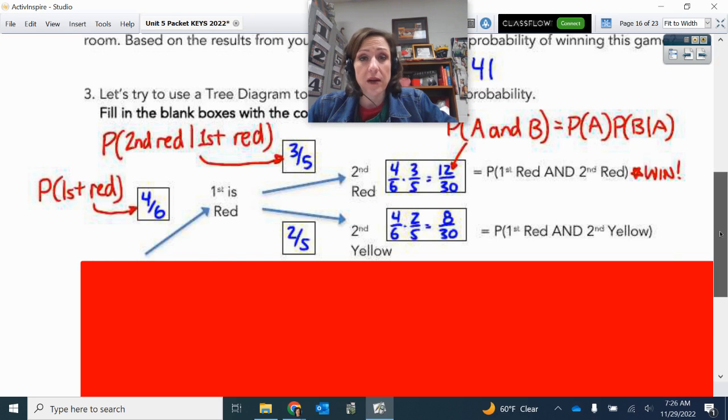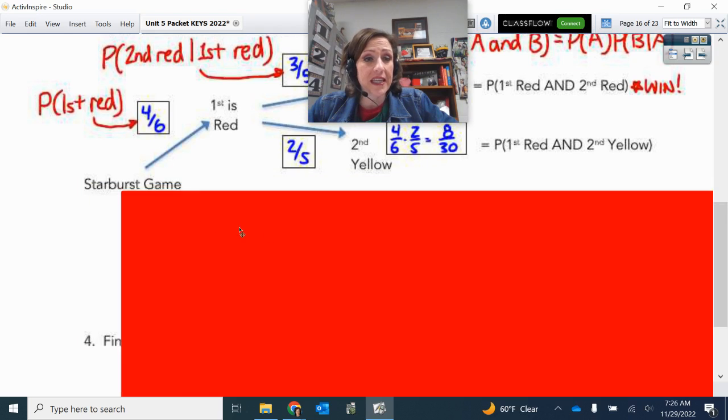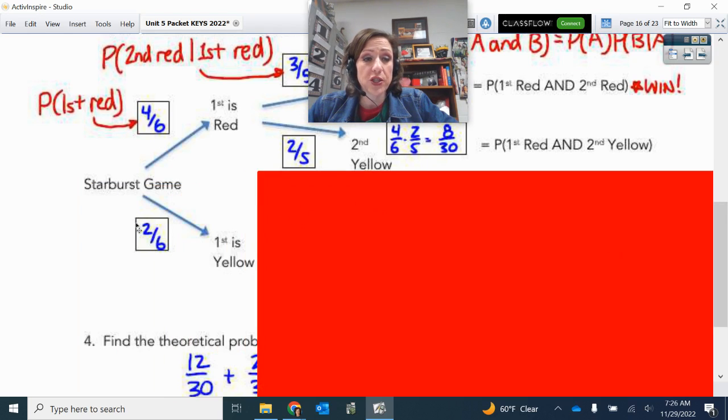Okay. Now, let's do the other half. What happens if the first Starburst you draw is a yellow? That's like a third of a chance, 2 out of 6. Now, let's say, okay, take that yellow out and put it away. What is left in the bag? Well, I can think what's left in the bag. There's 4 out of 5 are red. 1 out of 5 is yellow.